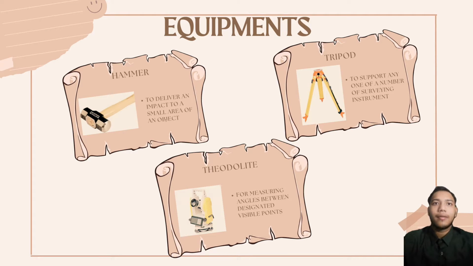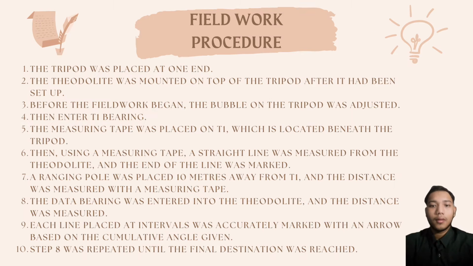Then we have the hammer. The hammer is used to deliver an impact to a small area of an object. And then we have the theodolite. It is used for measuring angles between designated visible points. And lastly, we have the tripod. It is used to support any one of a number of surveying instruments. That's all for equipment.